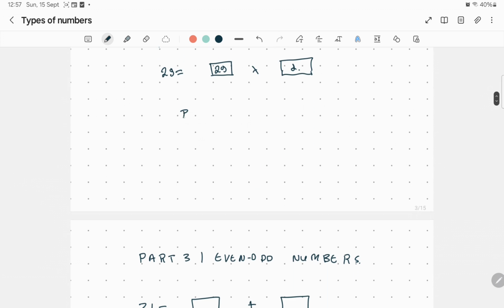The prime numbers have only 2 factors, 1 and themselves.